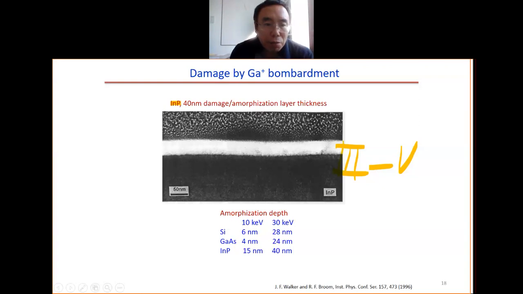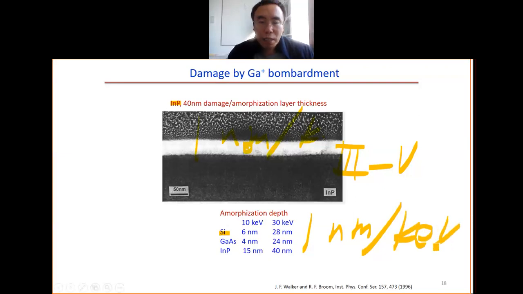So you can see for the case of the 40 keV, I think this should be 30 keV, you have about 40 nanometer amorphous. So the top layer here is amorphous. Here is the single crystal. But typically, as you can see, for the case of silicon, 10 keV, 6 nanometer, 30 keV, 28 nanometer. And we have talked about earlier, roughly it is about 1 nanometer per keV. So 30 keV will penetrate about 28, 30 nanometer.